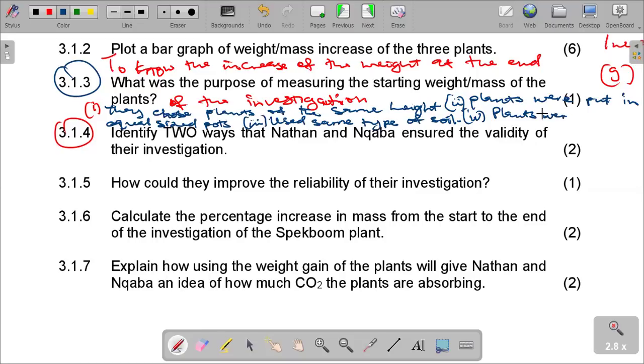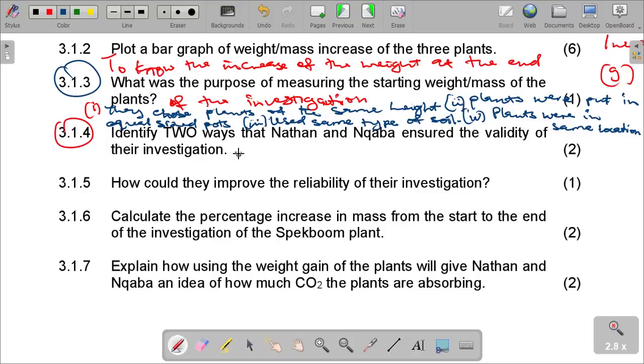Plants were in the same location. That is also very correct. That the plants were put in the same location is very correct and very important in regard to that.